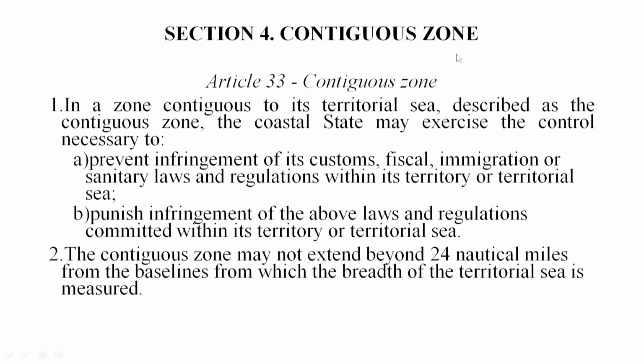Next is the contiguous zone. The contiguous zone is the area that lies after the territorial sea. So again, from baseline to territorial waters, it is usually, I will use the term, 12 nautical miles. Then again, from the territorial waters, a further 12 nautical miles is the contiguous zone.